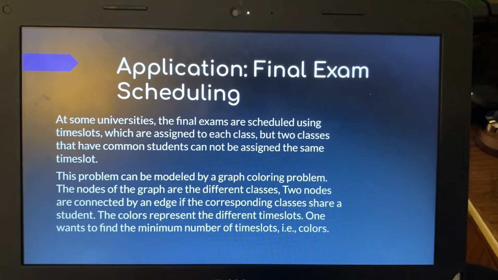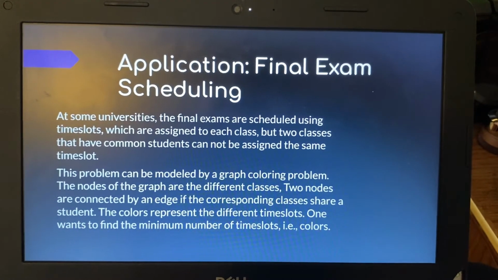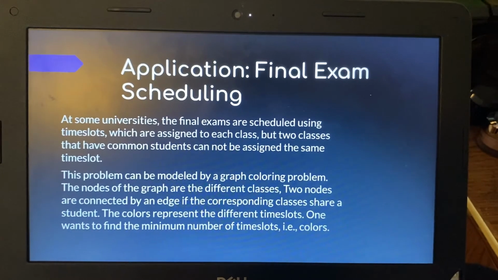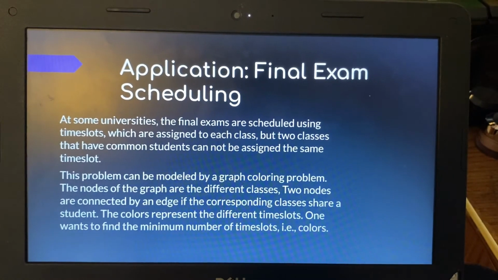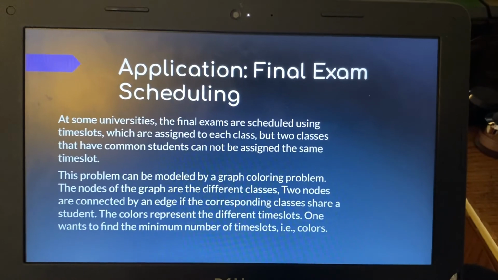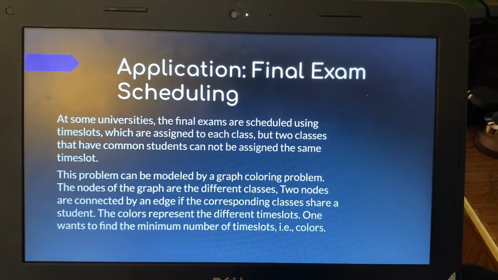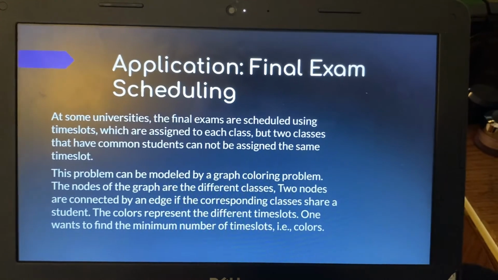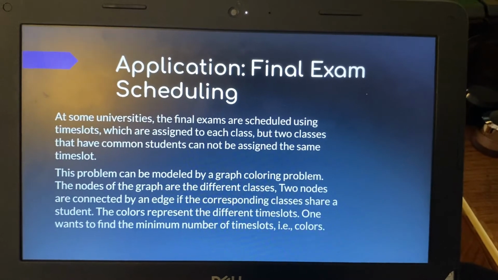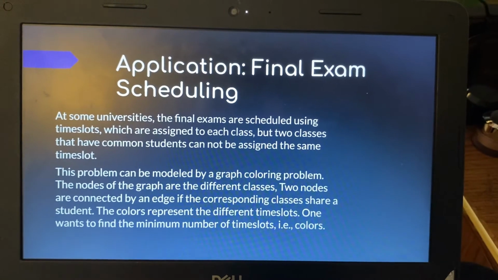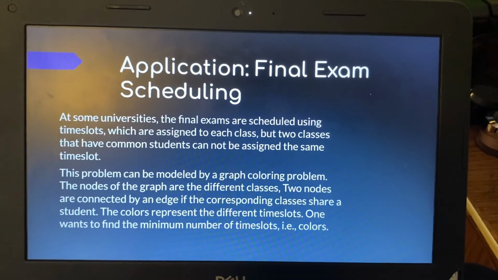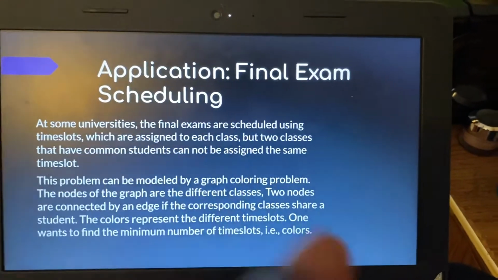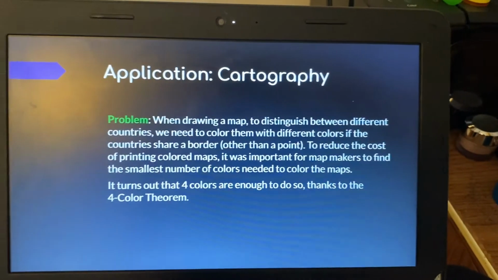Application: final exam scheduling. At some universities, the final exams are scheduled using time slots, which are assigned to each class. But two classes that have common students cannot be assigned the same time slot. This problem can be modeled by a graph coloring problem. The nodes of the graph are the different classes. Two nodes are connected by an edge if the corresponding classes share a student. The colors represent the different time slots. One wants to find the minimum number of time slots, which are represented by colors.